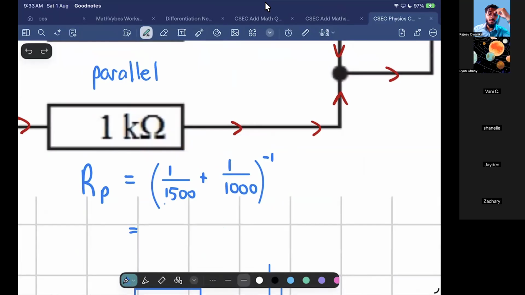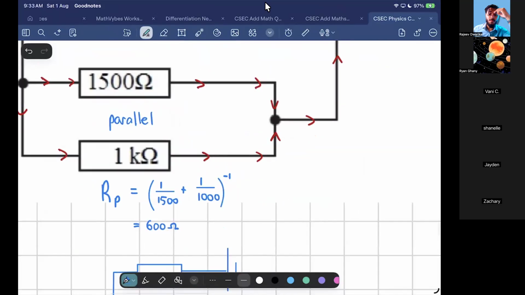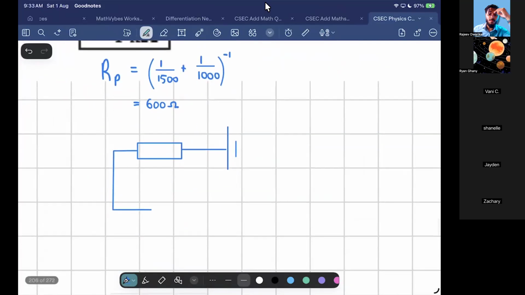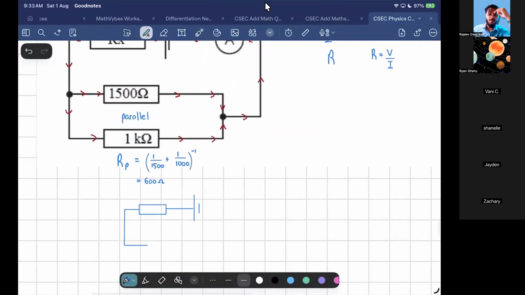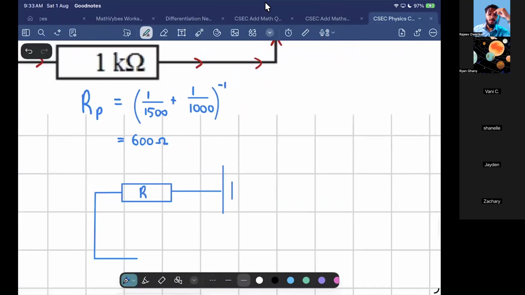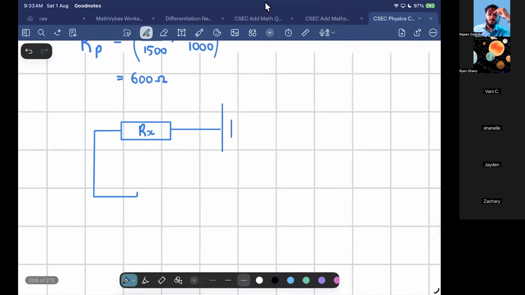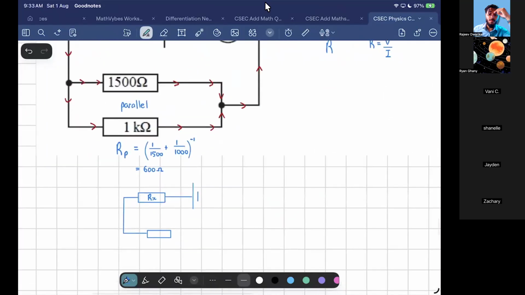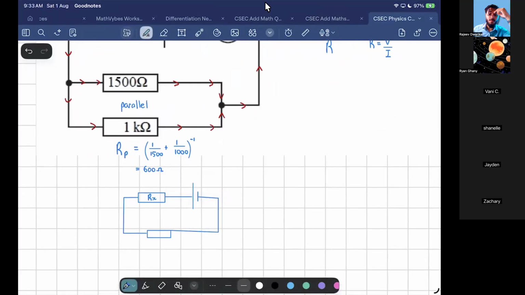600 ohms. You're getting 600 ohms. Chanel, can you verify that? Yes, sir. It's 600. Cool. So this is the unknown resistor here, Rx. And we combine the two parallel resistors, and that is now how much ohms? 600. Right.